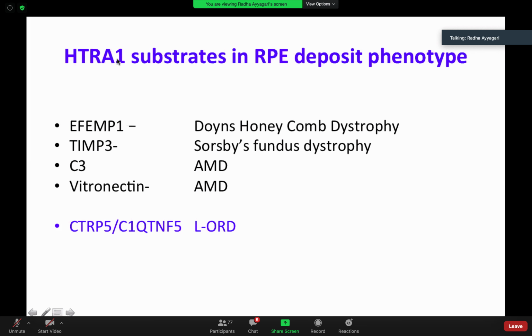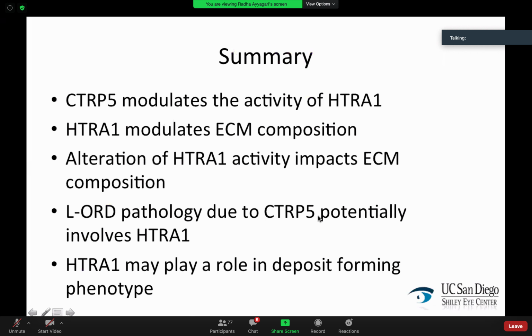As we know, HTRA1 has several substrates. It's a serine protease. Mutations in EFEMP1 lead to Doyne's honeycomb dystrophy, which is a deposit-forming phenotype, and similarly, mutations in TIMP3 lead to Sorsby's fundus dystrophy. C3 and vitronectin are both associated with AMD, and all of them show this deposit-forming phenotype, similar to LOD, which is due to CTRP5. And all these are substrates of HTRA1, suggesting a common thread in the pathology of these diseases and a possible role for HTRA1 in this disease pathology.